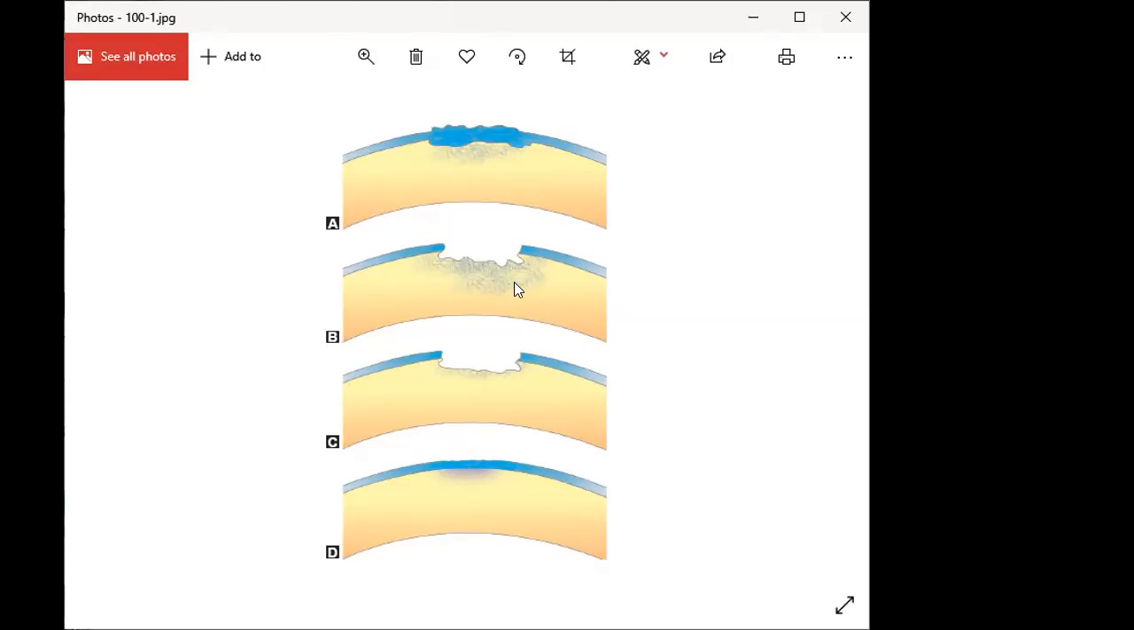The second stage is called the active ulceration stage, where the ulcer is formed and progresses. Then the third stage, where there is a standstill between the bacterial virulence and the host immune system, is called the stage of regression. And then the final stage of healing is also called the stage of cicatrization. So these are the four stages you can see during corneal ulcer formation.